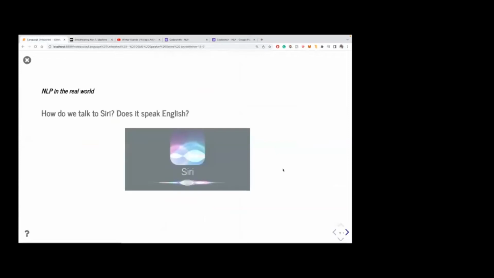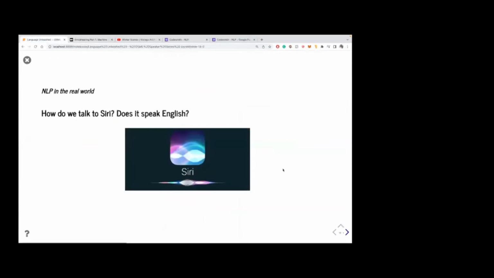And now another example is the virtual assistant. So someone said on the chat that they spoke to Alexa today. And I also spoke to Siri, but I was wondering, how do we talk to Siri? So Siri speaks English. In reality, they don't. They speak binary, so they understand ones and zeros. But the beauty of NLP is that it allows that bridge between natural languages and the binary representation.